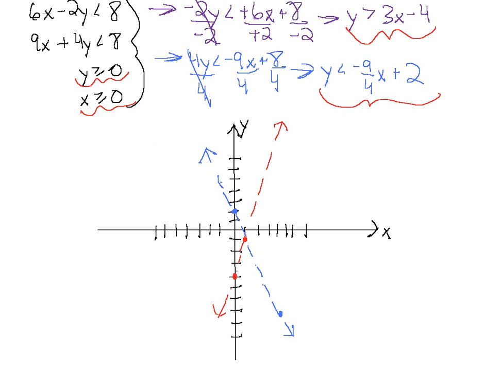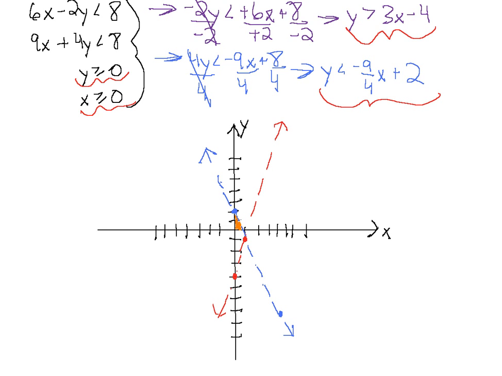So in other words, our solution region is going to be above the red line. It's going to be beneath this blue line, and it's going to be above or in the positive direction of the x-axis and the y-axis. So in other words, it's going to be in quadrant 1 and it's going to be this small section right here.